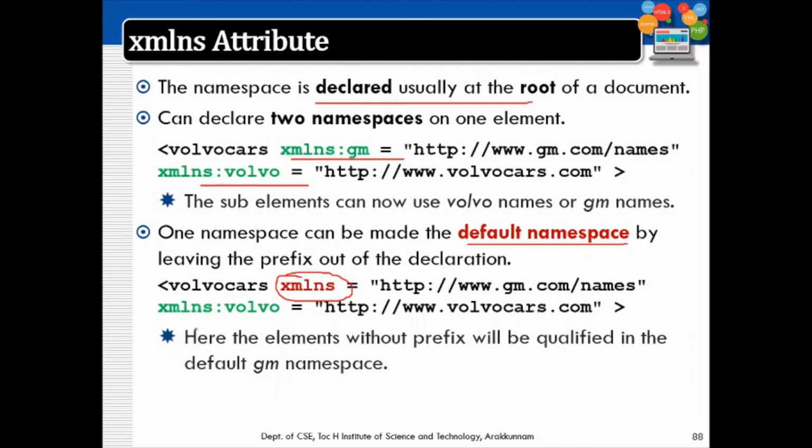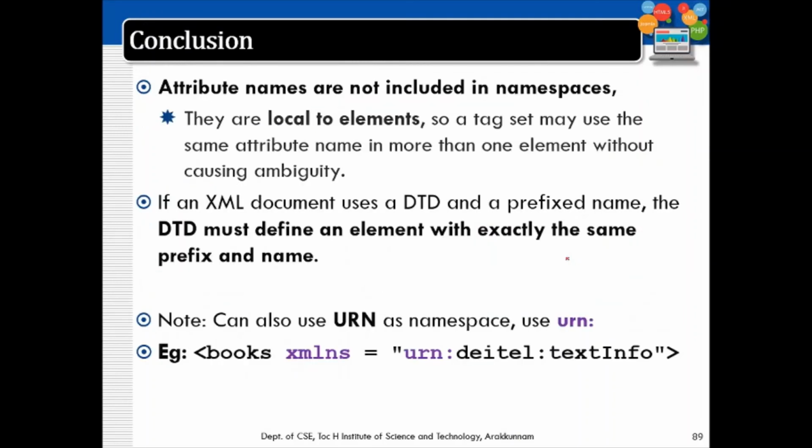In this example, I have a default namespace as well as a namespace prefixed with Volvo. So all the tags with the Volvo prefix will belong to volvocars.com. All the elements without any prefix will be qualified in the GM namespace here. This namespace is the default. So if any tag is not prefixed here, it is qualified within this namespace.